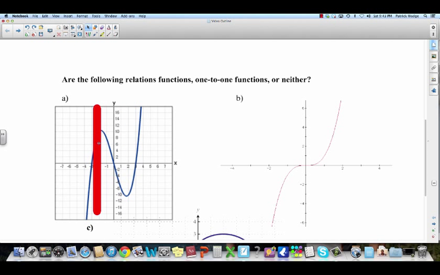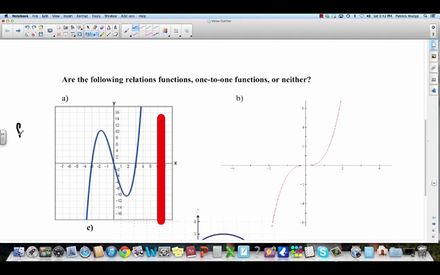And I think the answer is going to be no, right? Right now it only crosses it here, now only crosses it up here, only crosses it around there, only crosses it down here, only crosses it up there. It never crosses it more than once. So this first one is a function. I don't know yet whether it's a one-to-one function, but it's definitely a function.